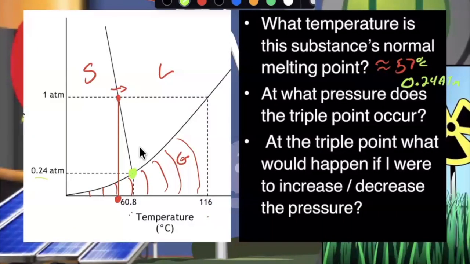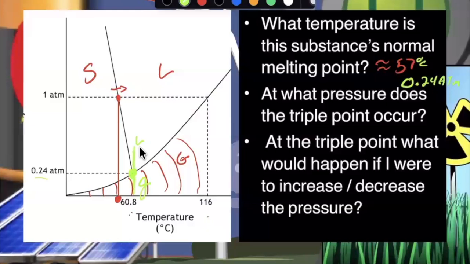if I manipulate variables? In this case, the pressure. If I increase the pressure from the triple point, then notice I'm going to end up in the liquid phase. If I decrease the pressure, I'm going to end up in the gas phase. As far as temperature goes, same thing.